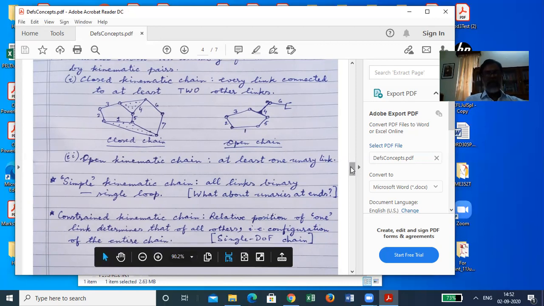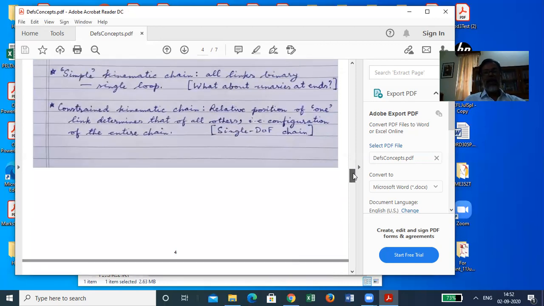Then another definition, which was an enormously important definition in the old school of thought, is constrained kinematic chain.